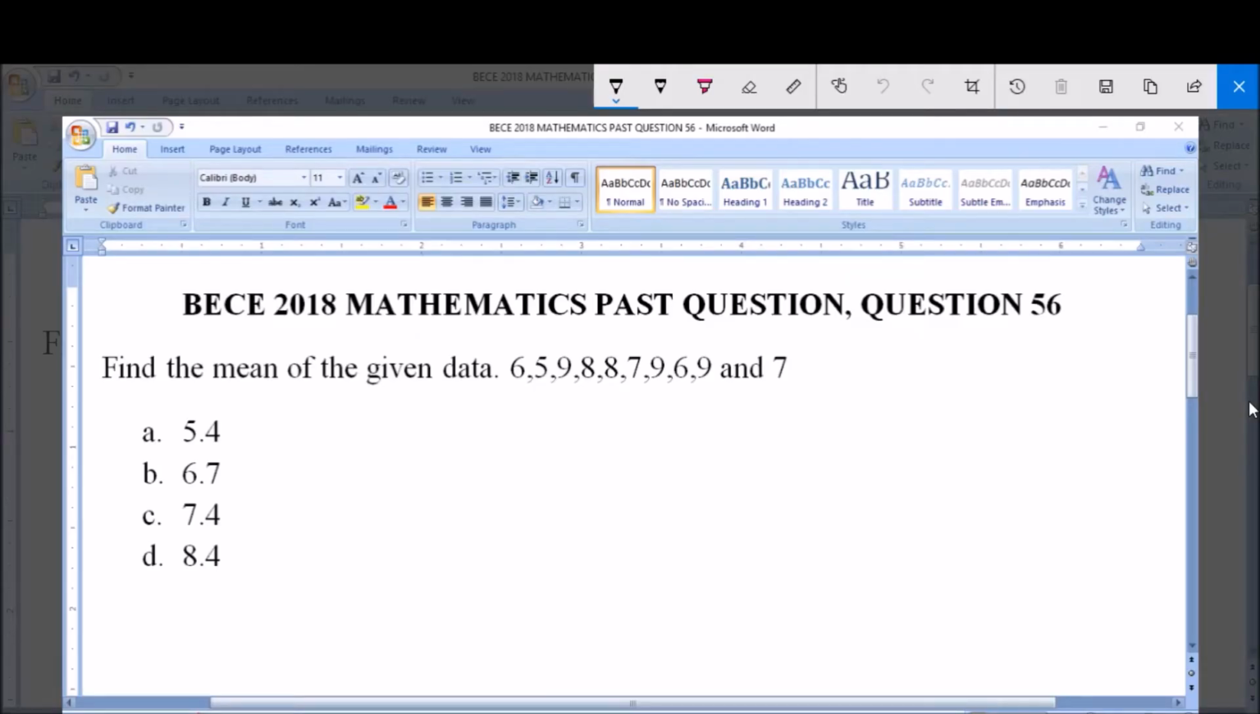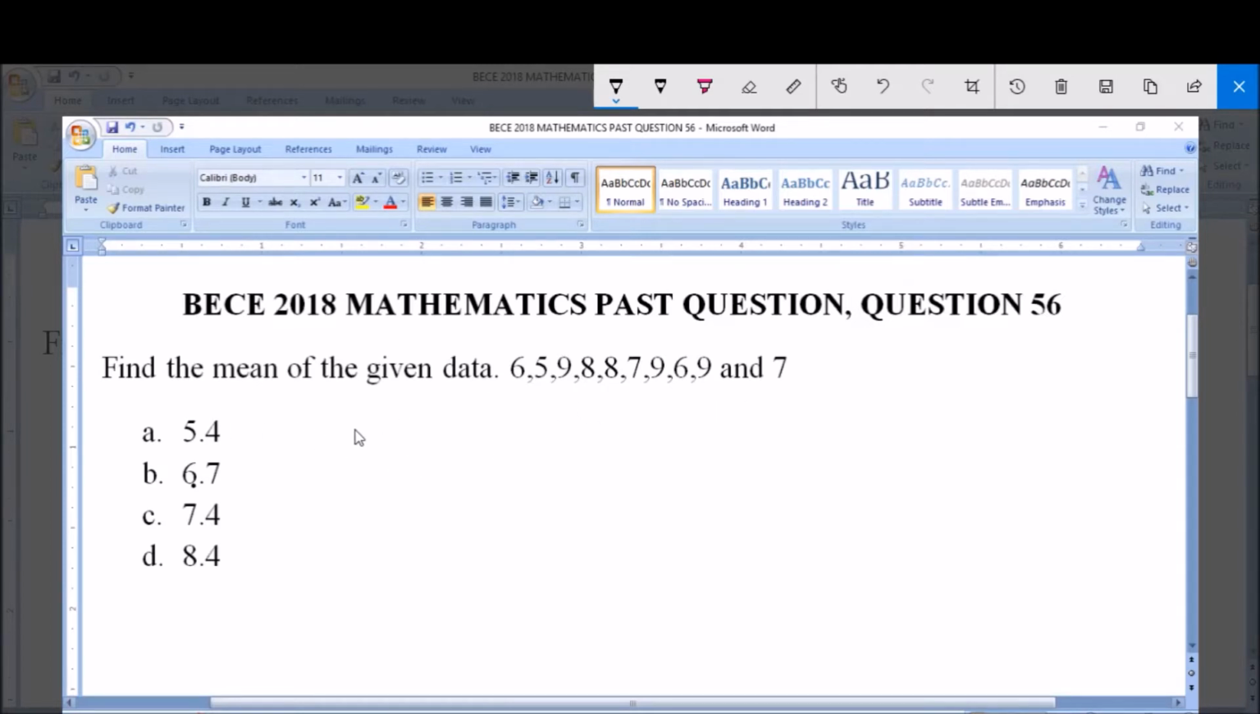Today we're going to be dealing with BECE 2018 Mathematics Past Question, question 56. Find the mean of the given data: 6, 5, 9, 8, 8, 7, 9, 6, 9, and 7. A, we have 5.4, B, we have 6.7, C, 7.4, and D, 8.4. Now we have to find the mean of this given data.